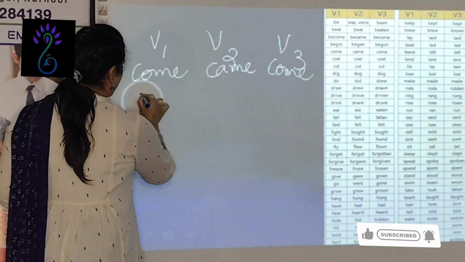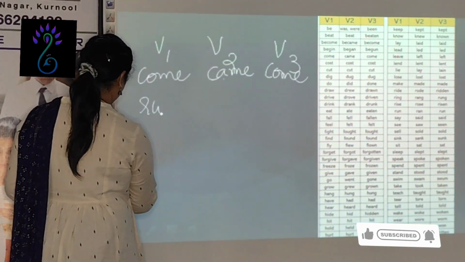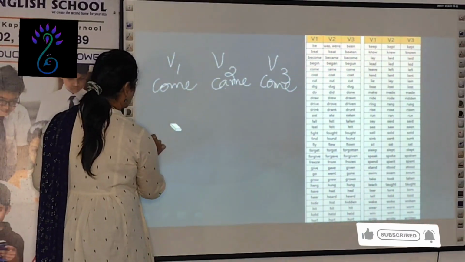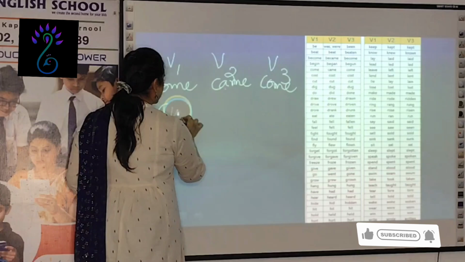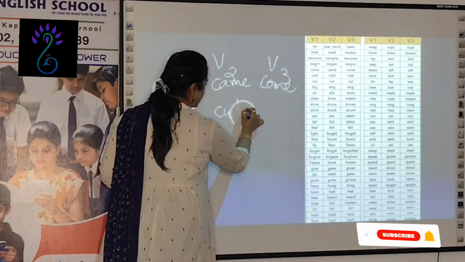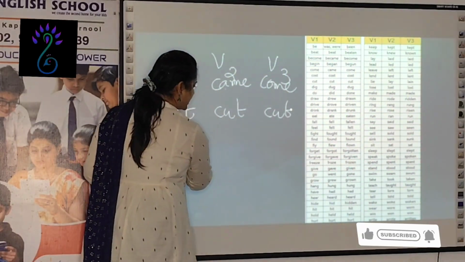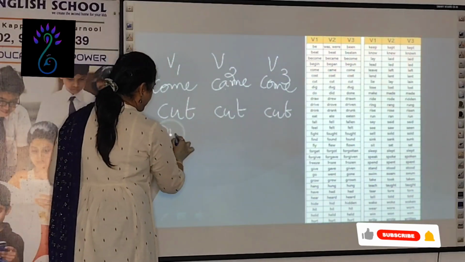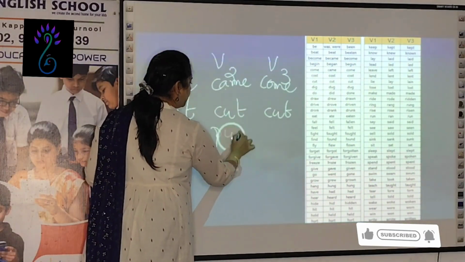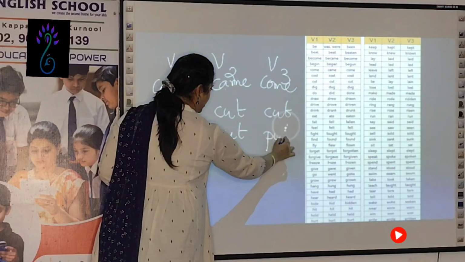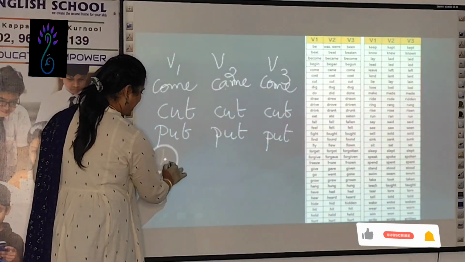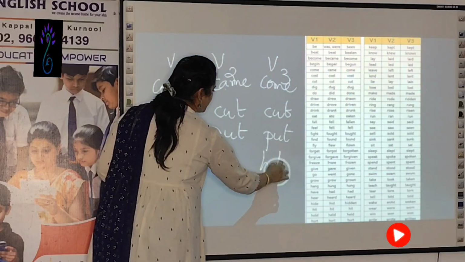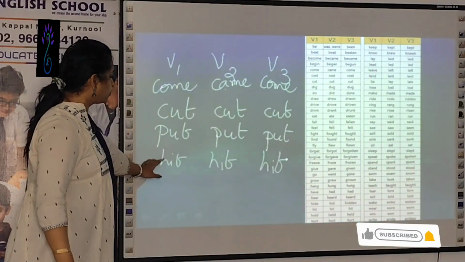Example, run, I'm sorry, cut: it is the same in 3 forms. Then put, it is the same in 3 forms. Then hit, it is the same in 3 forms. Few of them, they don't change.